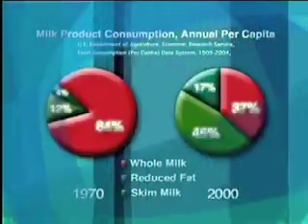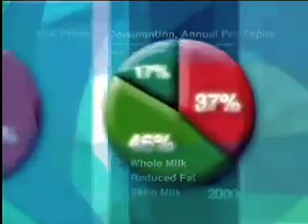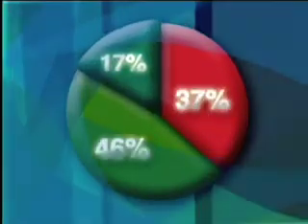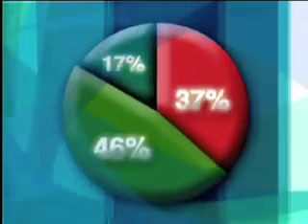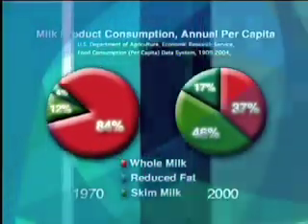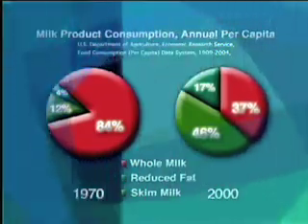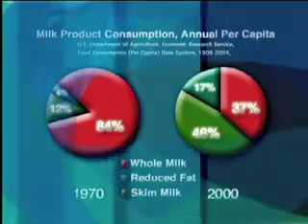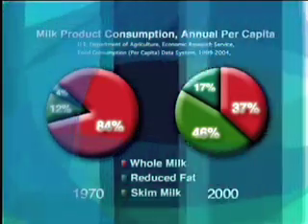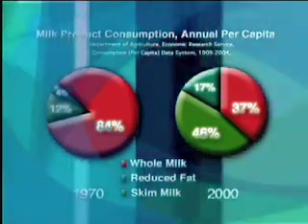Pie charts, also known as circle charts, are used to compare parts to a whole. The circle represents 100%, and each portion within the circle stands for a part of that 100%. We can see that whole milk represented 84% of the total milk consumption in 1970 and 37% in the year 2000. But pie charts cannot show exact numbers, like the total consumption of whole milk in 1970 and 2000, the way that a table can.